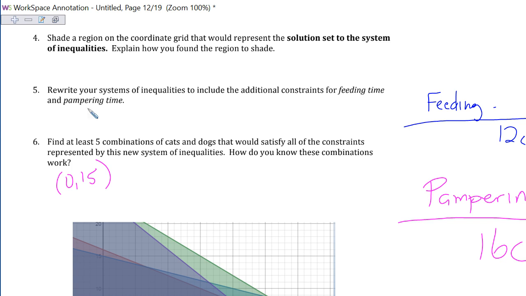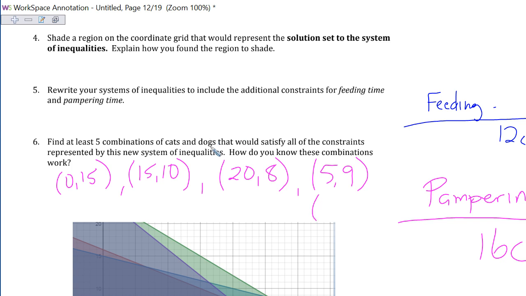Okey-doke. 15, comma 10 works. So Carson's not just picking any. He's trying to pick the ones that'll give us the most amount of money. Yes. 20, comma 8. 20 cats and 8 dogs. And then there is 5, comma 9. 5, comma 9 certainly works. And for all the cat lovers, 30, 0. And 30, comma 0 for the cat lovers. Alright.